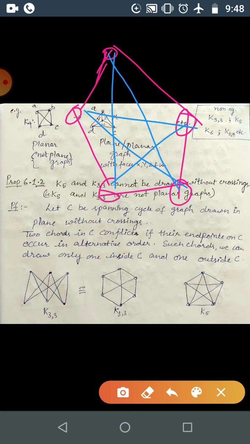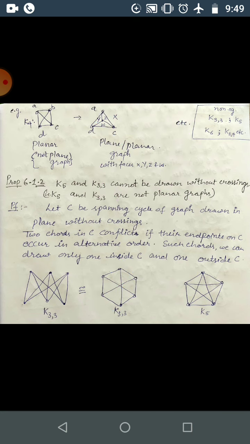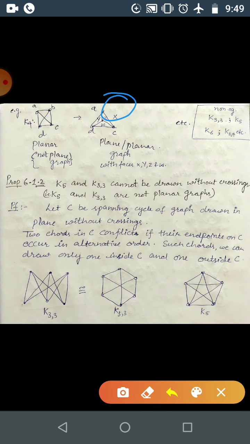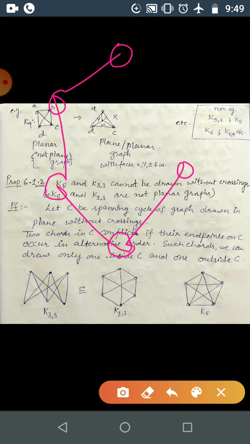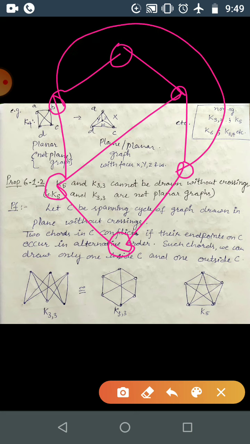Okay, so likewise any spanning cycle in K33 will be C6, so it will be outside C6. And in K33, if we have two chords conflicting in any cycle, you can just say, in K33 C6 will be the spanning cycle. So if these two chords cross each other, then we can draw by this one. But what about three chords crossing each other?